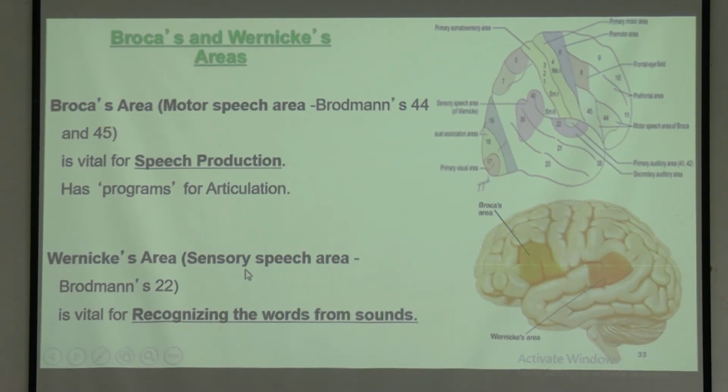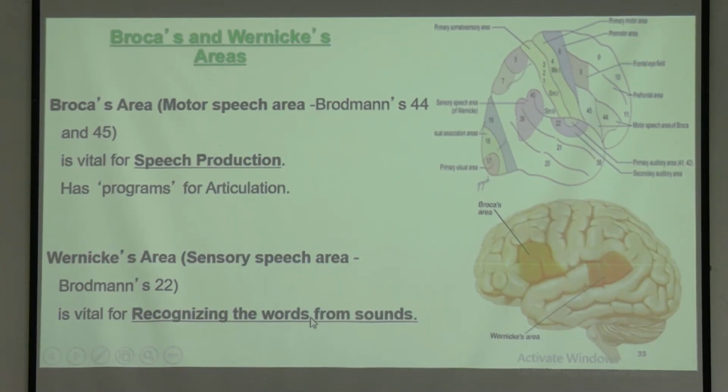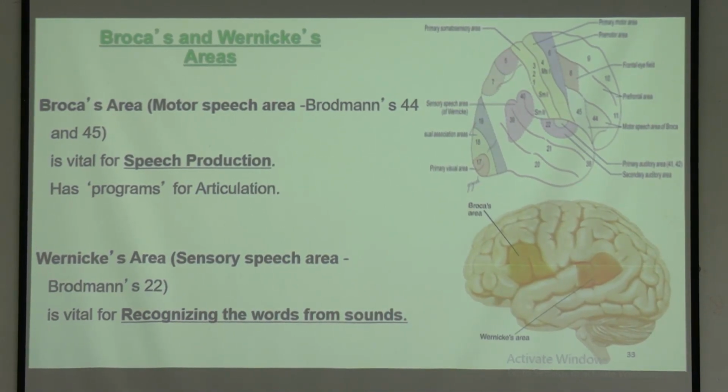Area 22 controls or recognizes the voice or the sound. If you are not able to identify the words or the voice properly, you cannot give an appropriate answer. We will have this whole thing jeopardized. That's why these two areas, Broca's and Wernicke's, which control speech, are split into two parts: motor control of speech and sensory control of speech.